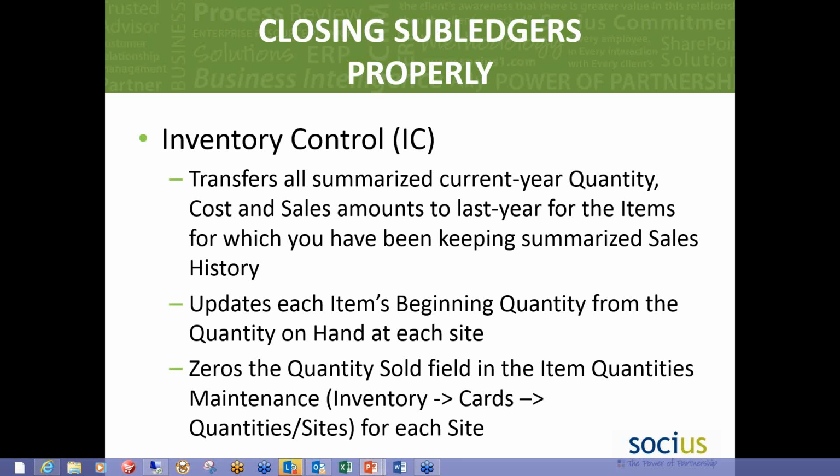And if you need to know how to get to that, you can go to inventory and then cards and then quantities and sites. And so that actually will track your quantity sold on a year-to-date basis. And so that's why it's really important to make sure that your timing is good so that you can close that back to zero, so you start your new year with a clean slate and can track accurately the quantity of each item that you've sold during that year and can report upon that through the inventory module.